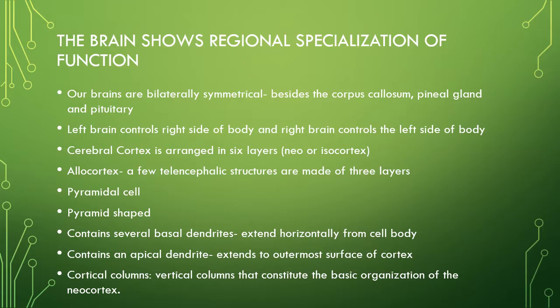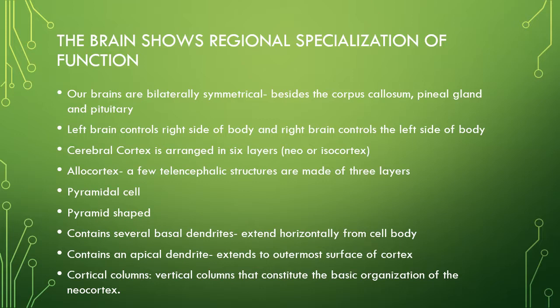Cerebral cortex is arranged in 6 layers, known as the neocortex or isocortex. The allocortex, which is a few telencephalic structures, is made in 3 layers.